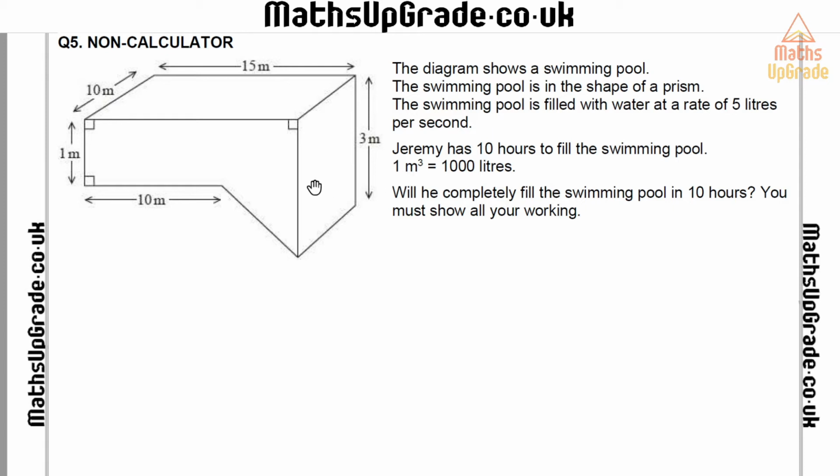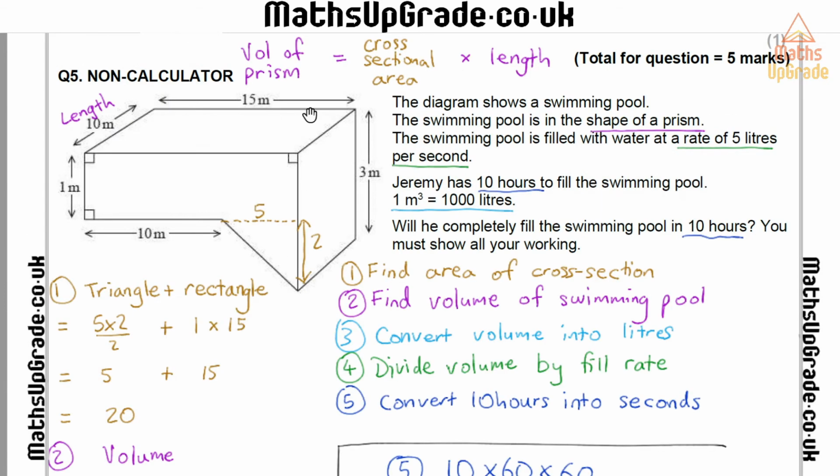The important thing I need to know here is the formula which I've written at the top. The volume of a prism is equal to the cross-sectional area times the length. So if I can find this cross-sectional area and multiply it by the length which I'm given here, I can find the volume of the swimming pool. Since I know how to convert from meters cubed into litres, I can convert into litres. I can then divide that volume in litres by the fill rate, and that tells me how many seconds it will take to fill the pool. I can then compare that with 10 hours, and see whether Jeremy can fill it or not within 10 hours.